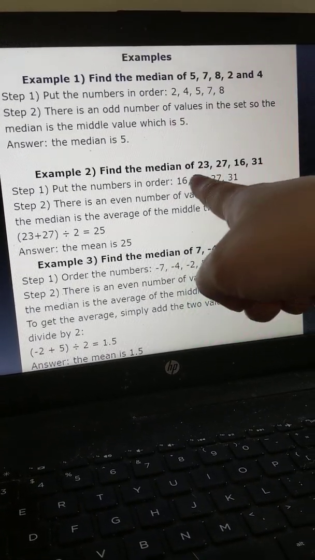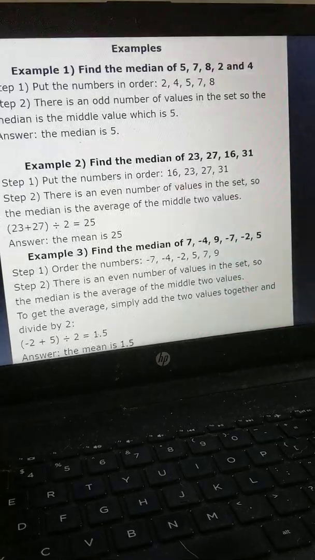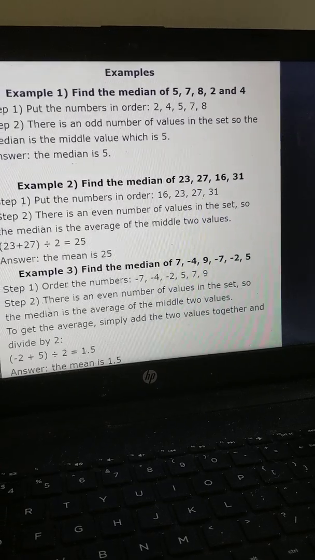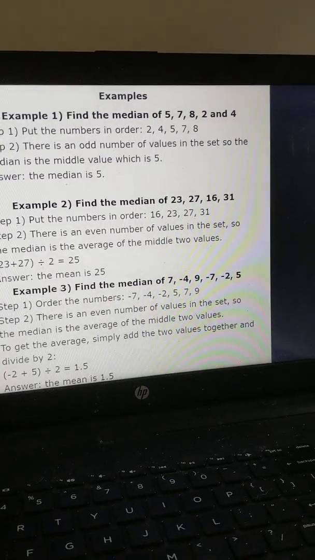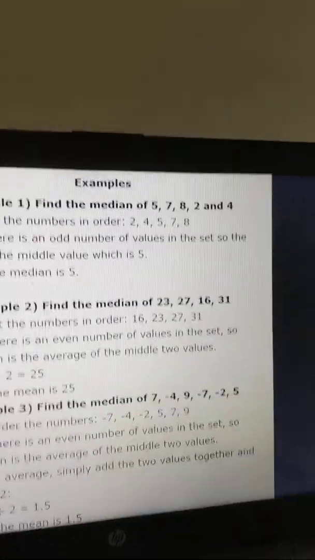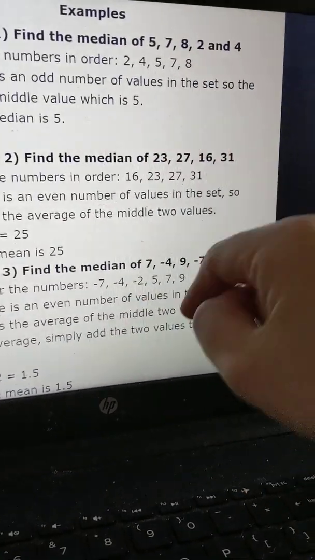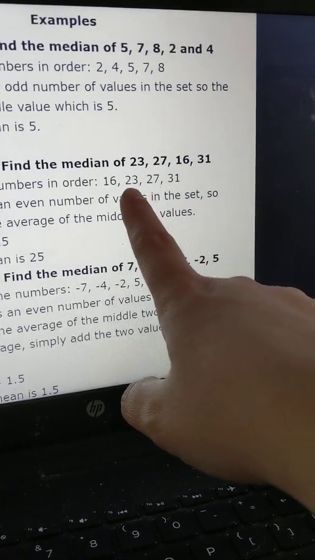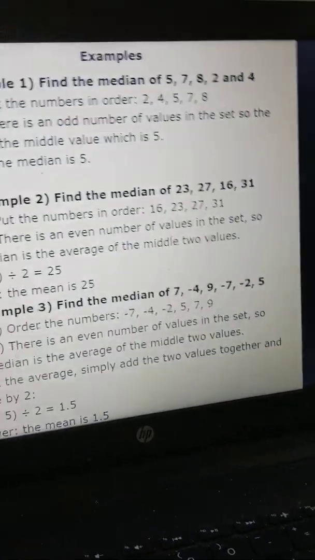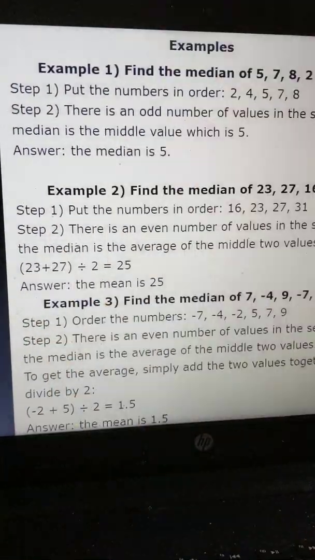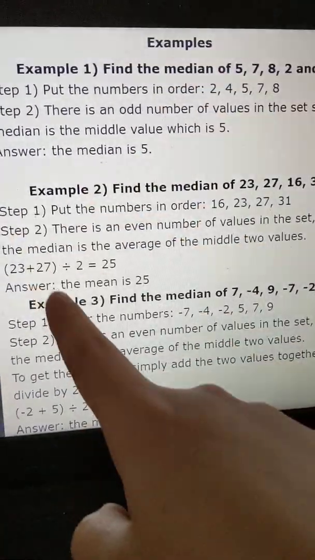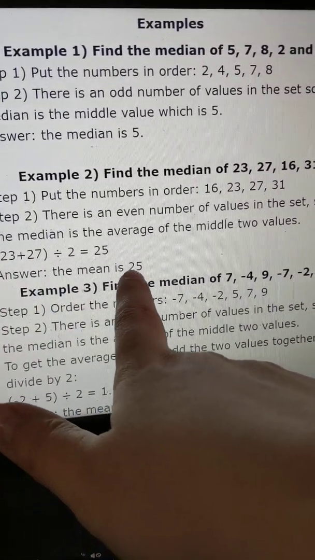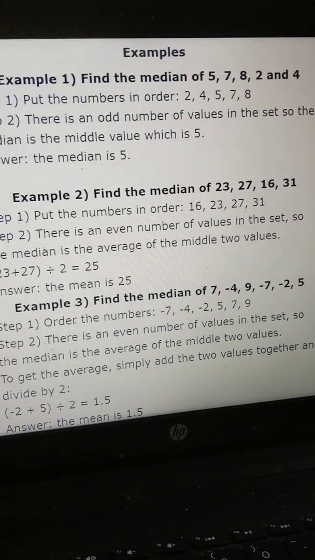This one down here, we've got 4 numbers. They're going to put them in order from smallest to largest, which they did right there. So you've got 16, 23, 27, 31. Again, I take one off the beginning and end, but then I'm going to notice there's actually 2 numbers here in the middle, 23 and 27. So what you do then is you add 23 and 27 together, which is 50, and you divide by 2, which is 25. So the mean of those two, or the average of those two, is 25, which makes it the median for this set.